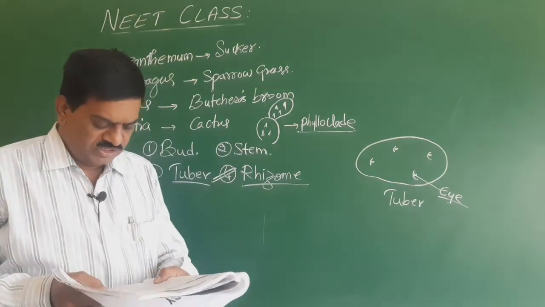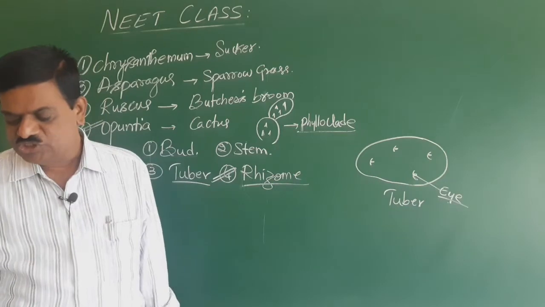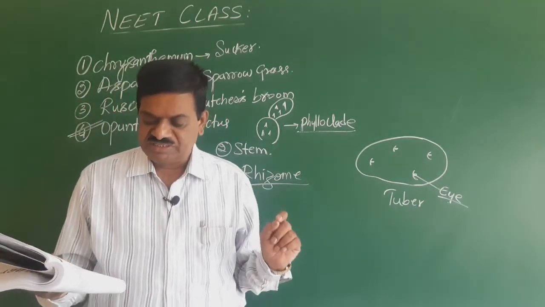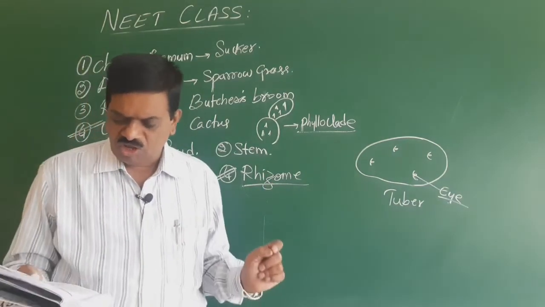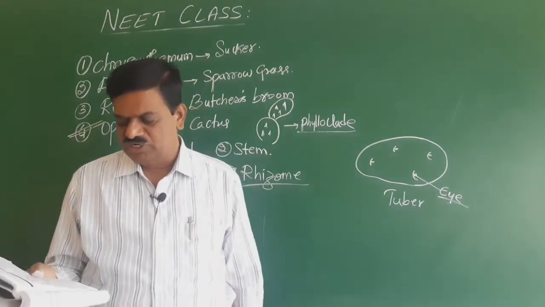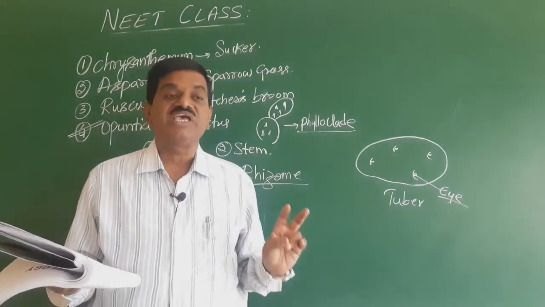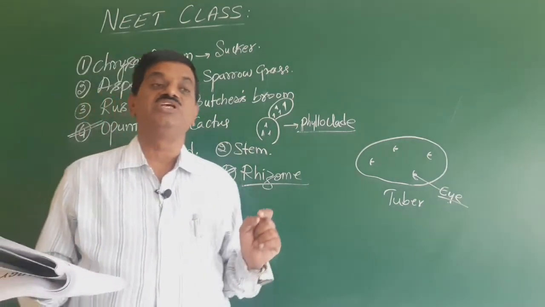Citrus, thorns, spines is actually a modification of. Citrus is nothing but lemon, orange, all that comes under citrus. Thorns or spines are actually modifications of: the first option is stem, second option is root, the third option is leaf, fourth option is stipules.